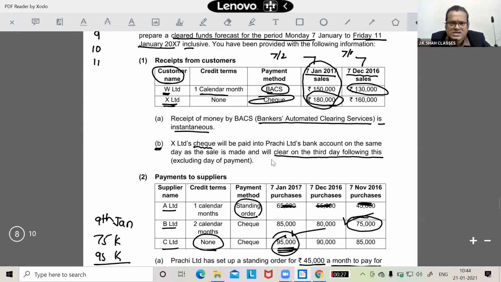And what is told about this check? It will be cleared by the 3rd day. So what we said, okay, 7 Jan the check is there, but we will get the money 8, 9, 10th. You know, so you know what? It's an uncleared money. See, in my cash book, I've already passed the entry. Bank account debit to X. So according to me, bank balance is increased by 180. But when will this money actually come to me? The money will actually come to me on 10th.